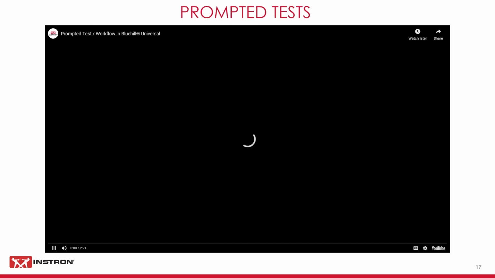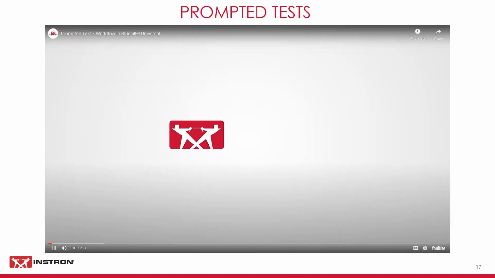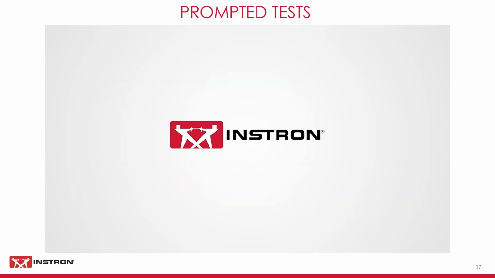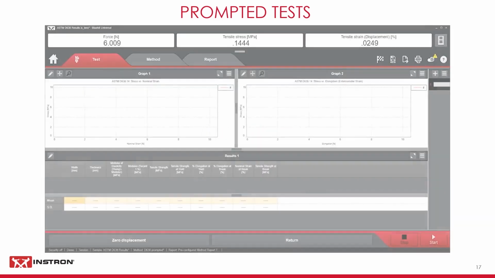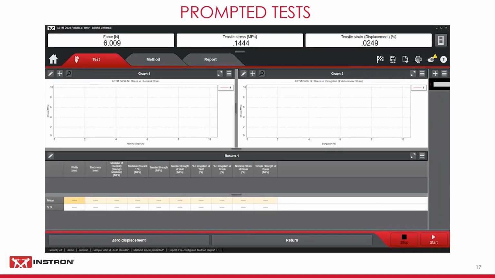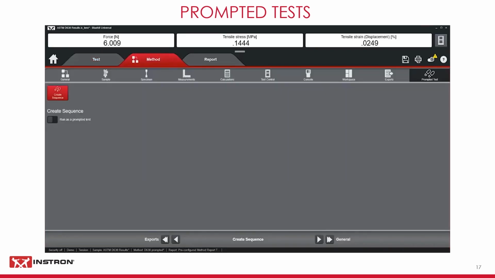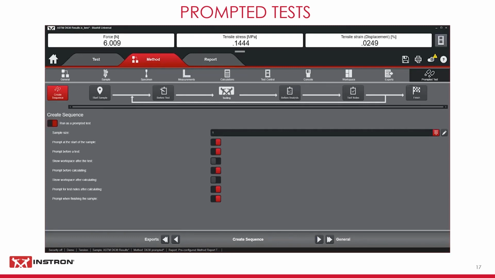First up is prompted tests. In some cases, users may want guidance for running a test, or lab managers may want to follow a specific procedure to prevent operator error. A prompted test can be configured by going into the Method tab and turning on Prompted Test. By enabling Prompted Test, a user can create a workflow that the system operator must follow until finishing testing.